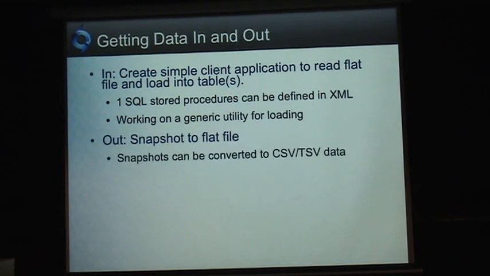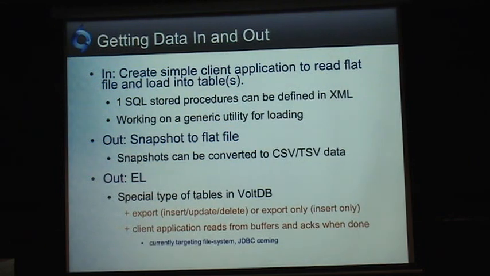Getting data out. One way to do it is take your snapshot, and we've got a utility right now that'll convert a snapshot file to comma or tab separated data. So dump your database using a snapshot, pick the tables you want, and then run it through this utility to produce your data. The other way out is export, and this we talked about a little bit. There's a special table type in Volt called an export table. So it's either export, supporting insert, update, and delete, or export only, which supports insert only.